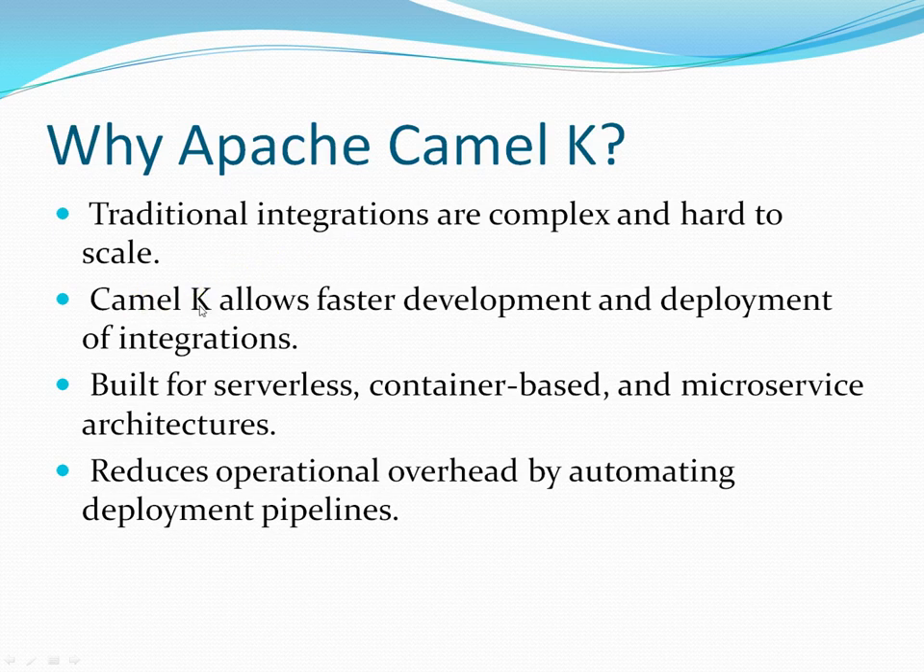Camel K allows faster development and deployment of integrations. It is built for serverless architecture, container-based and microservices architecture. It reduces the operational overhead by automating the deployment pipelines.